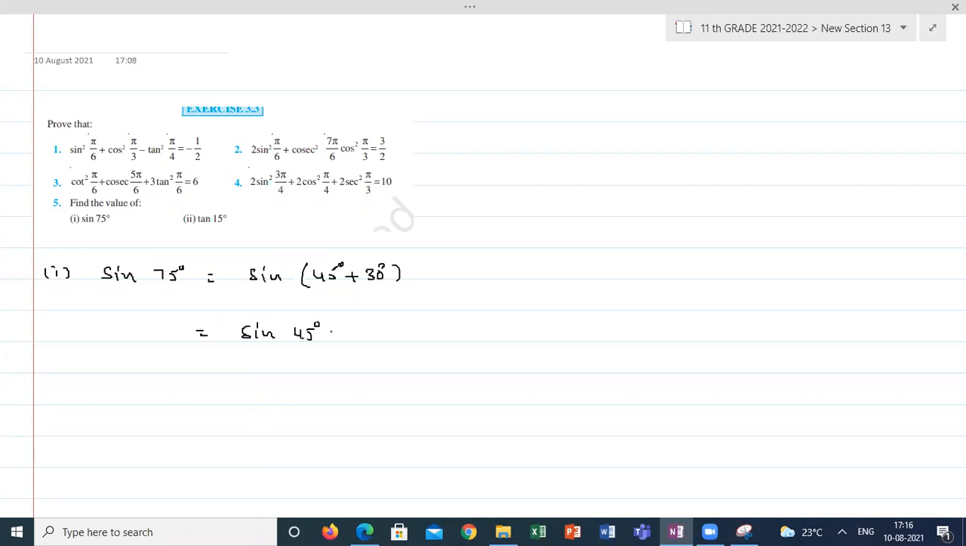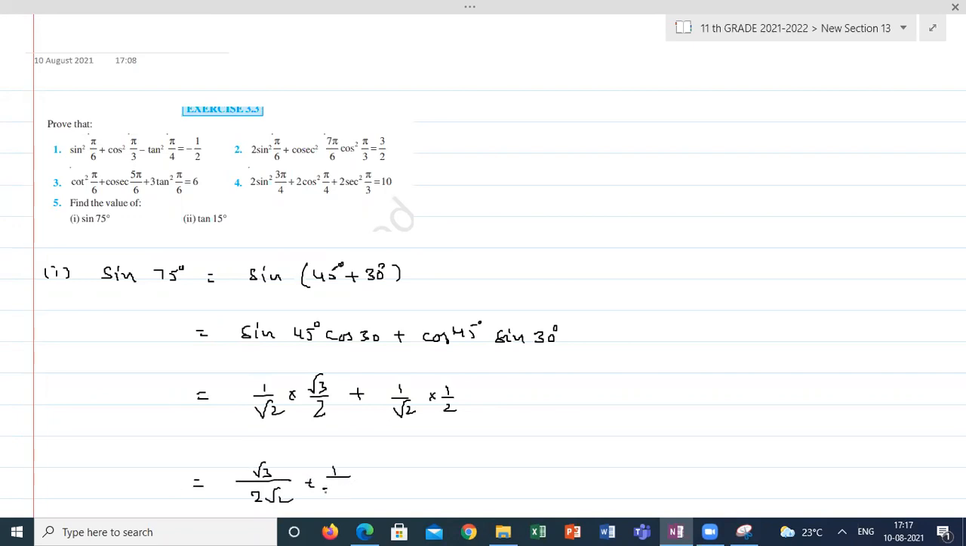Sin a cos b plus cos a sin b. So sin 45 is 1 by root 2, cos 30 is root 3 by 2. Cos 45 is 1 by root 2, sin 30 is 1 by 2. From here, this is root 3 by 2 root 2 plus 1 by 2 root 2. So this is root 3 plus 1 by 2 root 2.